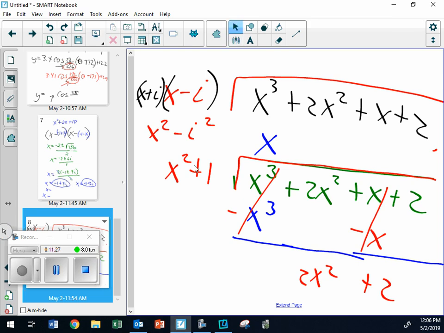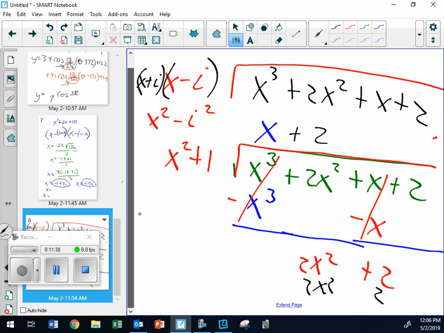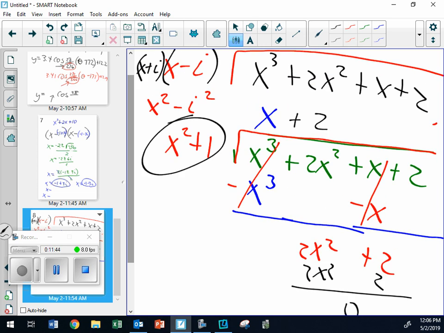And then what must go here? Well, a 2 seems logical. To get 2 times x squared is 2x squared, and the 2 times the 1 is 2, and I draw the line. And now I have, oh, nothing left. Sweet. Remainder of 0 means I did it right. I have factored it, and the kid gets it marked wrong. Yeah, you factored it over the real numbers.